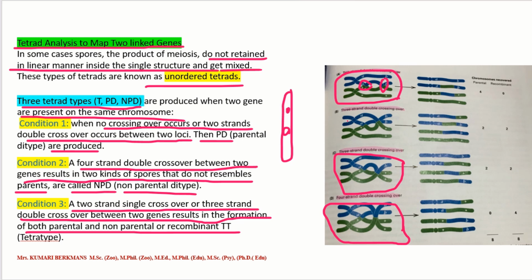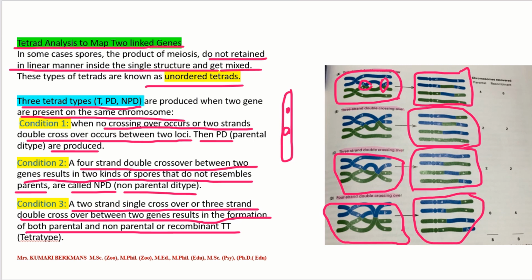This may be in the form of crossing over of this type or of this type. These two may occur, and half is like parent, half is not like parent. Here these two in 3 strand, and this is 4 strand, and this is 2-point crossing over between 2 strands. So condition number 1, condition number 2, condition number 3 we have seen here. This is tetrad analysis to map 2 linked genes.